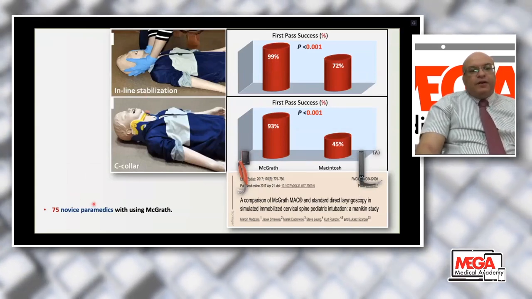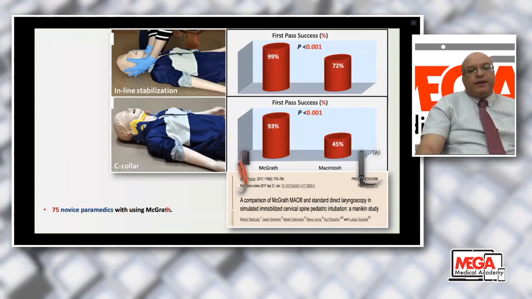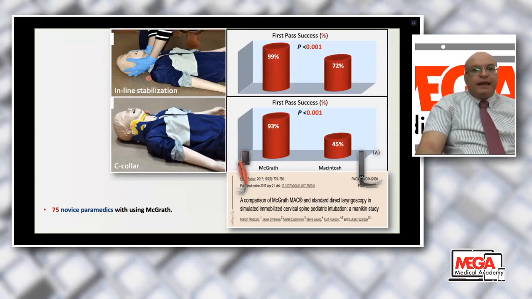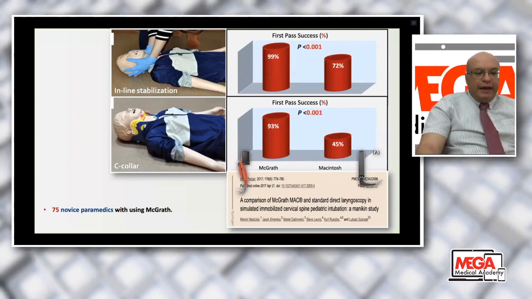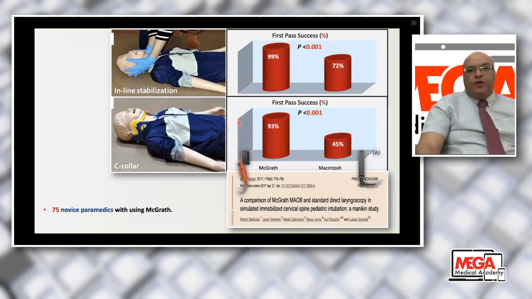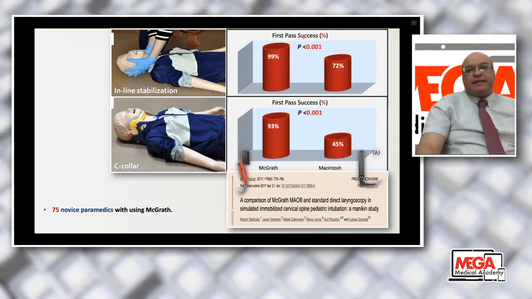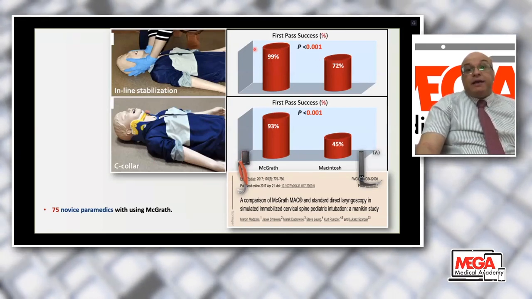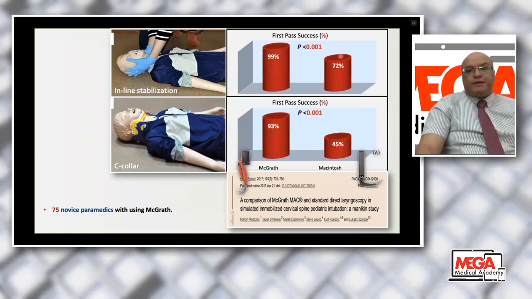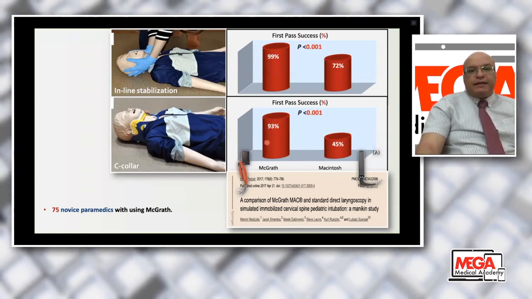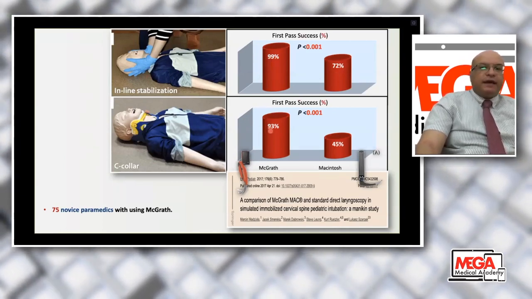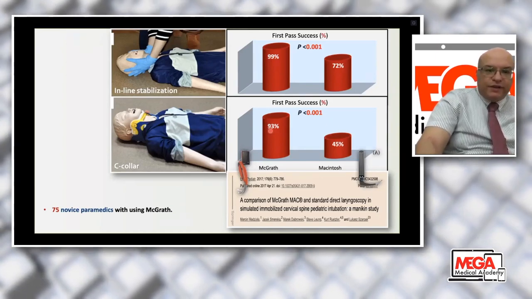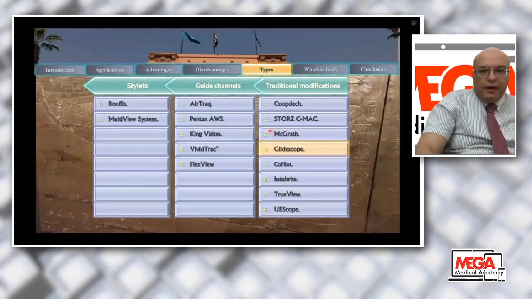There is a study including 75 novice paramedics using McGrath with inline stabilization in the mannequin or with the C collar. You can see the first pass success is 99% with McGrath compared with Macintosh and inline stabilization, and still high at 93% compared with 45% with C collar.